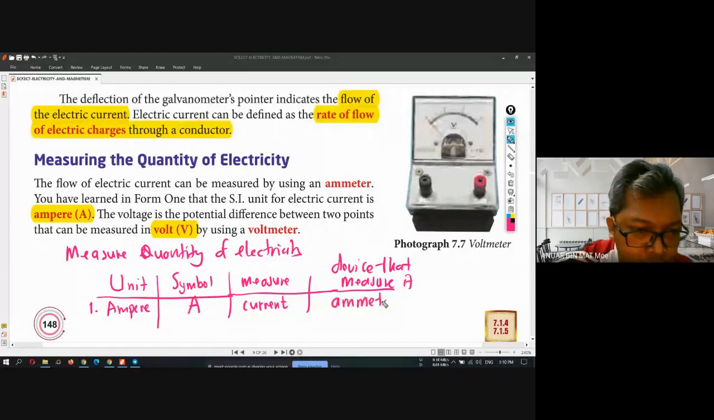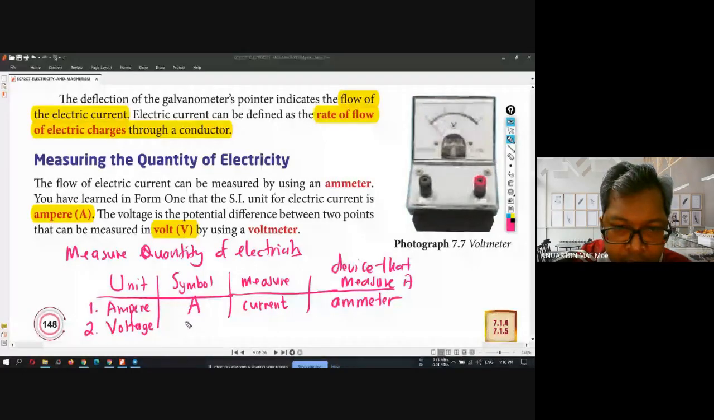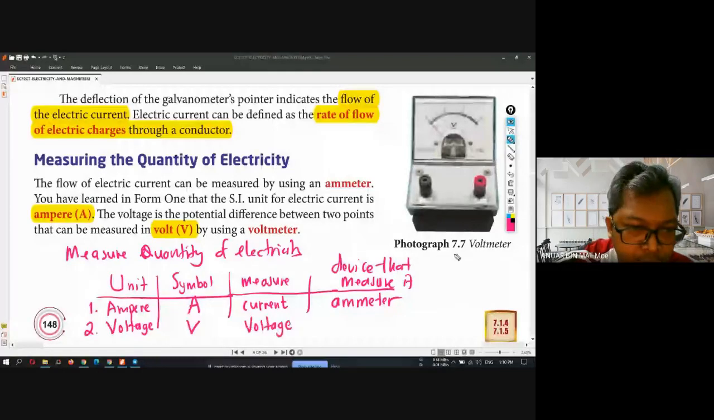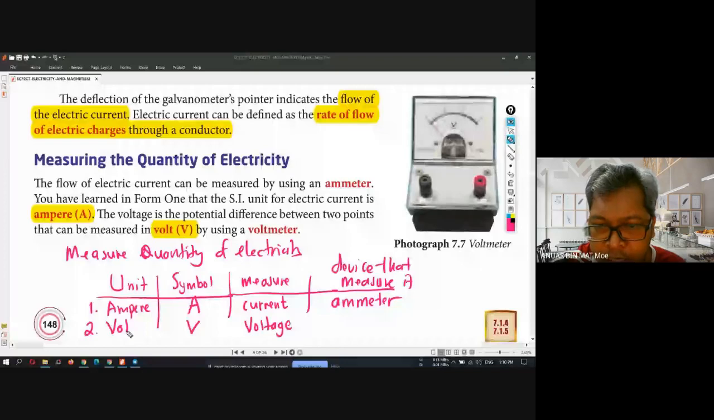Number two, what is the unit? Voltage. The symbol is V. What it measures is voltage. The unit is volt, V-O-L-T. And what is the device to measure the voltage? We call it a voltmeter. Can you understand this?